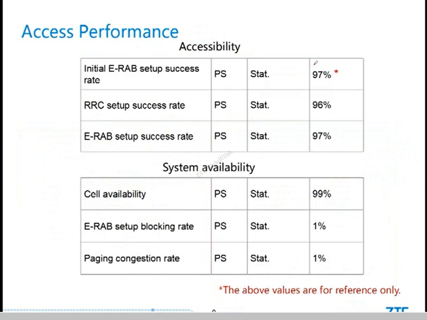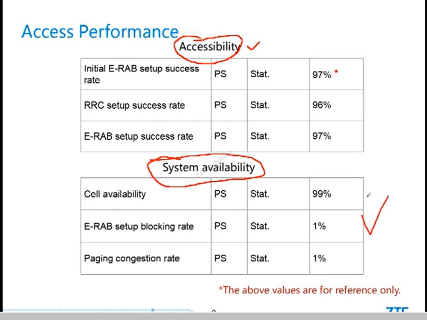our access rate, we use different performance KPIs. With KPIs, we separate two parts. The first one is accessibility, and the second one is system availability. The system availability is actually a high level, and accessibility is for exactly some users or some cells. So first you can look at system availability. For example, is the cell available? Is the cell working or not? It's a system problem. It includes the ERAB setup block rate and the paging congestion rate. So this is system availability.